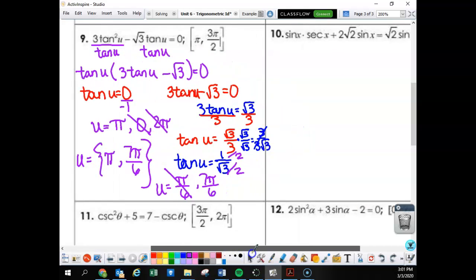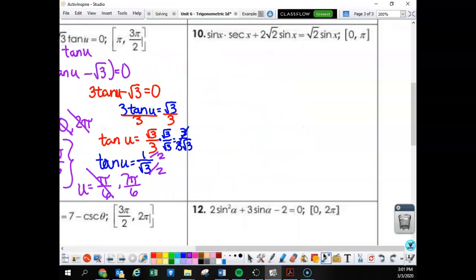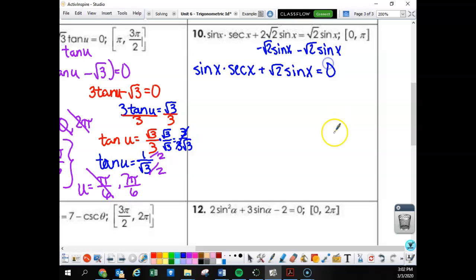All right, number 10. So number 10, I have sine x times secant x plus 2 square roots of 2 sine x equals 2 sine of x. Okay, so here I'm going to subtract a square root of 2 sine x because I want it to be equal to 0. So this is going to end up being sine x times secant x. And then 2 square root of 2 sine x minus the square root of 2 sine x is just going to be square root of 2 sine x, basically 2 minus 1, and it's going to equal 0.